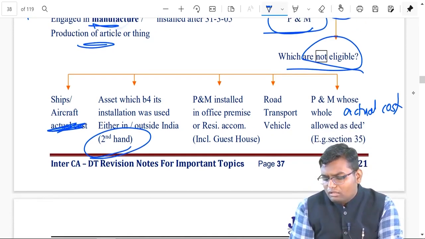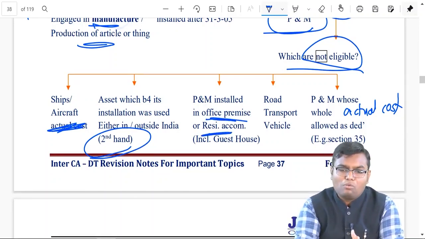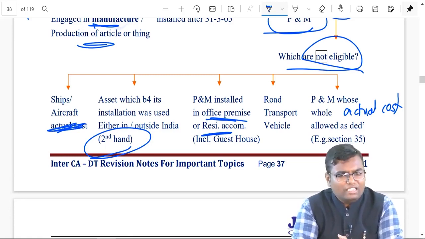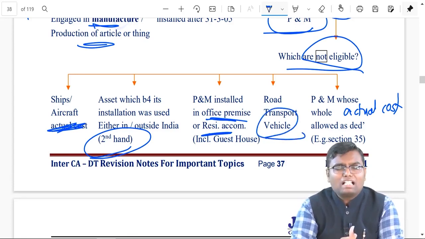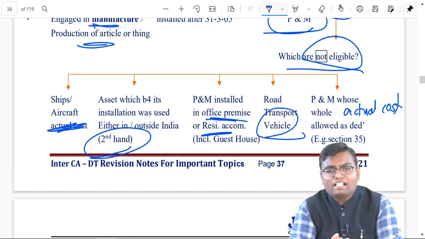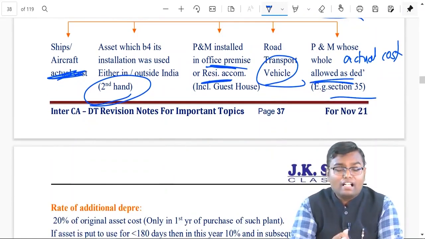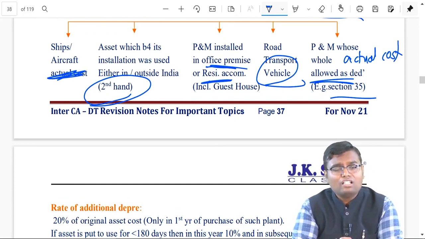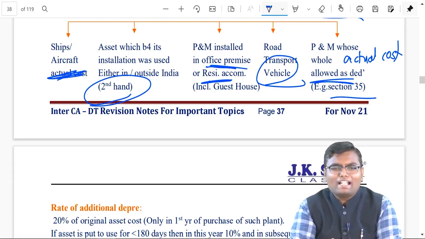Any asset which you have installed in your office or residential accommodation, can I say that also does not become a part of the manufacturing wing, and that's why no additional depreciation. Road transport vehicle, motor car, motor bus, like that, no additional depreciation. Any plant and machinery whose actual cost is allowed as a deduction, like if you are purchasing an asset for scientific research under section 35, 100% of the cost is allowed as a deduction. So for that you will not get additional depreciation, it becomes ineligible.